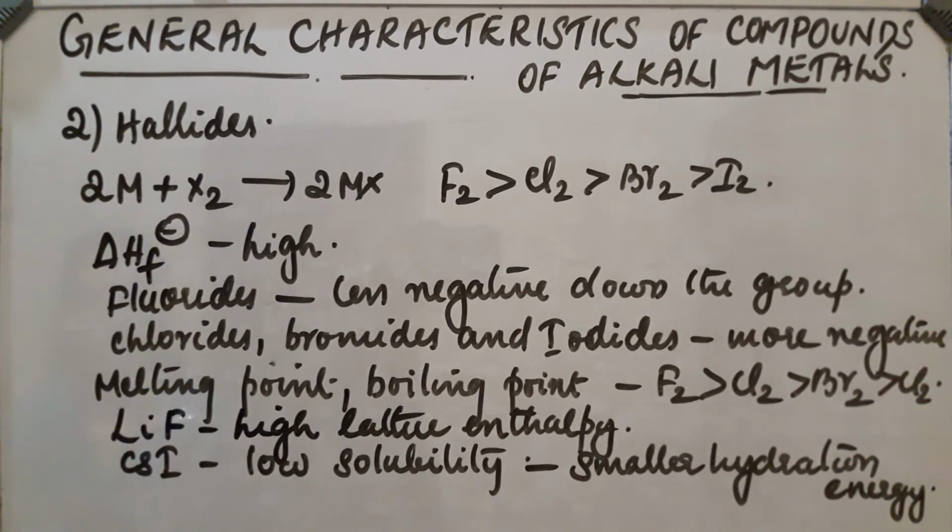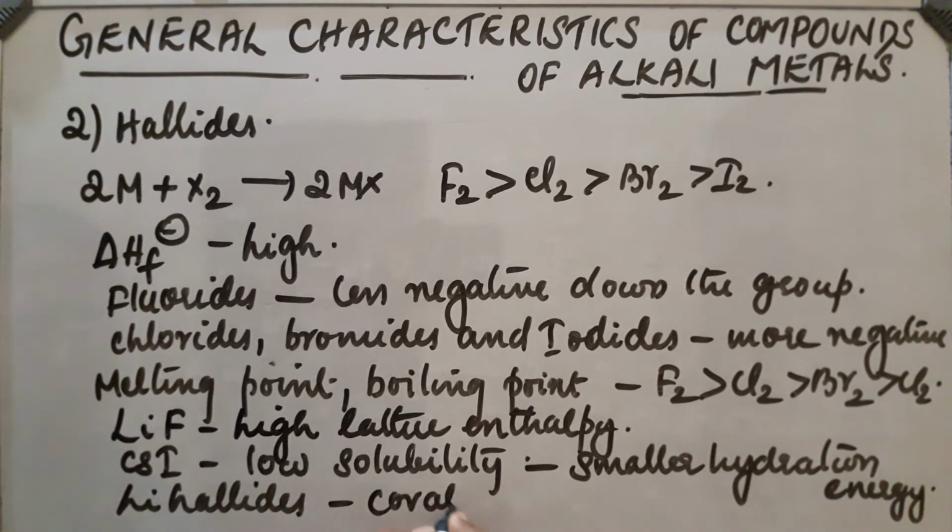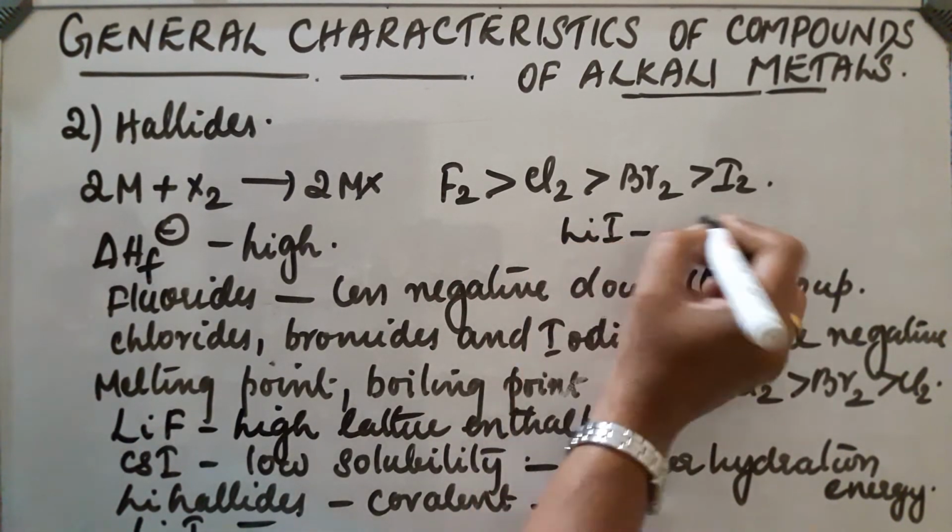Then lithium halides. In the case of lithium halides, they are covalent in nature, but all the other halides are ionic. Lithium halides are covalent in nature because the Li+ ion is smaller in size and has high polarizing power, and halides are bigger in size. So the electron cloud will shift more towards the halide and they are covalent in nature. In the case of lithium iodide, iodine is bigger in size compared to all the other halides, so lithium iodide is more covalent in nature.